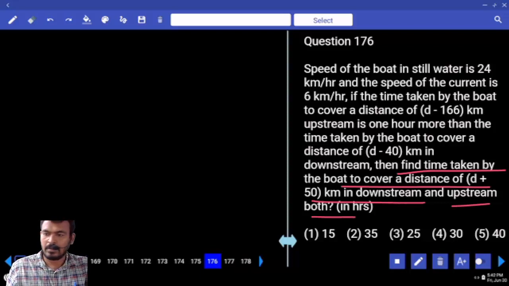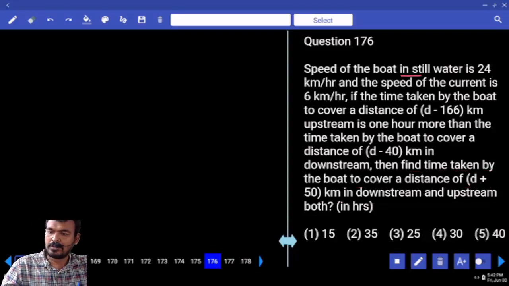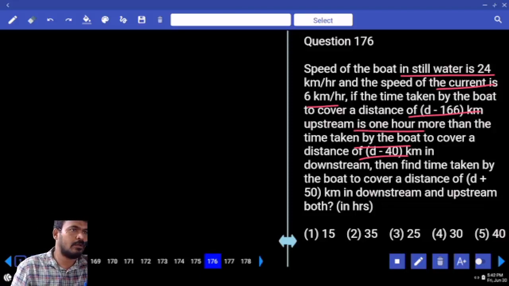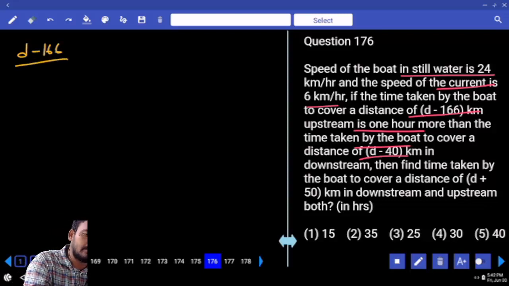Both are okay. First, what is the boat speed given? 24. What is the current speed? 6. Then downstream speed is 30, upstream speed is 18. Here upstream time compared to downstream time, how many hours more? 1 hour more. Then we take d minus 166 as the upstream distance.